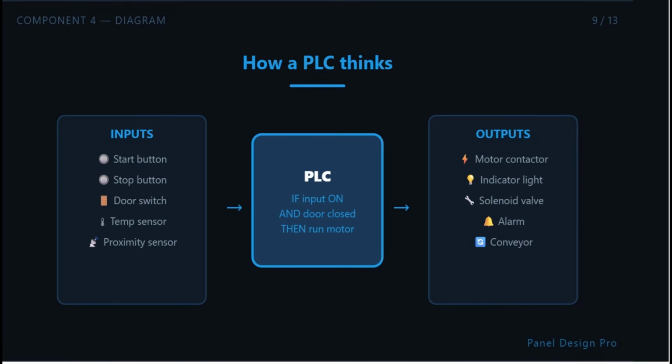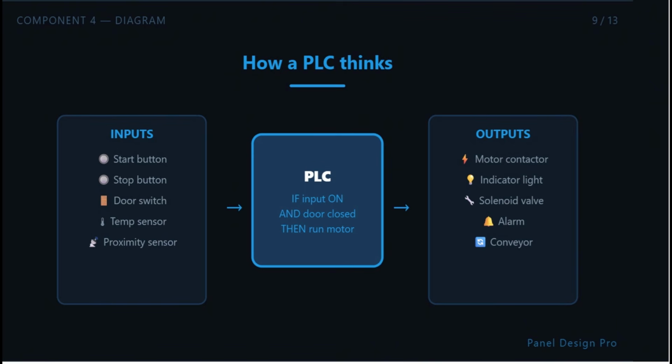The program inside the PLC is the logic that decides what happens. For example, if the start button input is on and the safety door input is closed, then turn on the motor output. That logic lives inside the PLC and runs continuously hundreds of times per second.